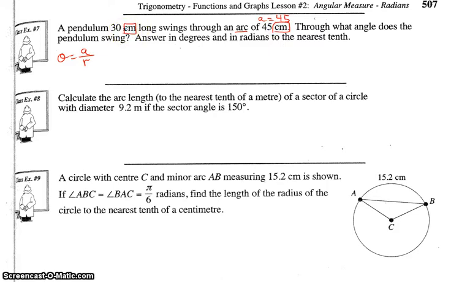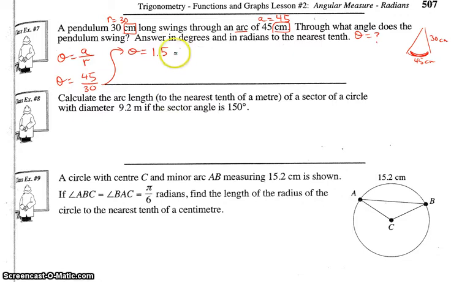Okay, now pendulum. If you kind of picture this, here's a pendulum and it's swinging back and forth like this, right? So the pendulum length is basically like our radius, and that's going to be used as our radius here in the formula. Through what angle? So we're looking for theta. Okay, so let's put everything in the formula. We would have theta equals 45 for arc length, 30 for radius. Okay, so theta would equal 1.5. Do not put degrees, okay?